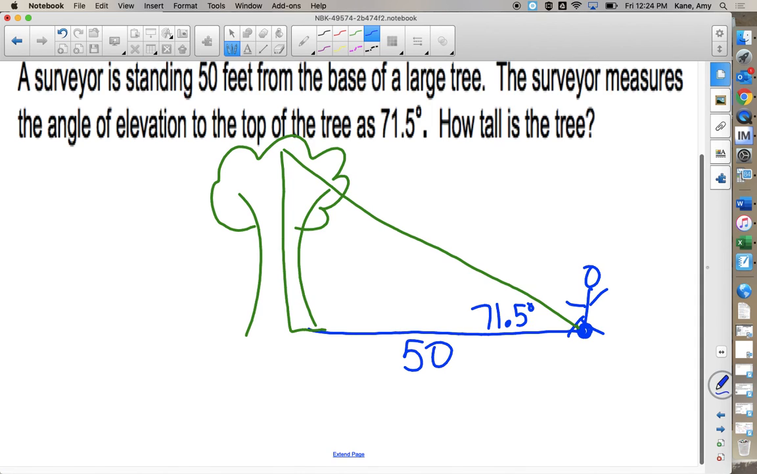How tall is the tree? So what part do we want to find? The opposite part. Label it X if you want, or label it opposite. We want to find the opposite. Looking at the 2 sides of the triangle that you have, we have opposite and adjacent. Which trig function uses opposite and adjacent? Tangent. So I would want to use the tangent of my angle equals the opposite side over the adjacent side. Fill in the numbers that you have, use your calculator, and solve for the height of the tree.